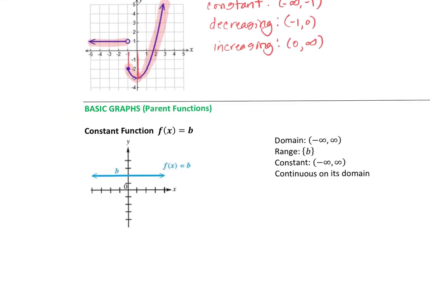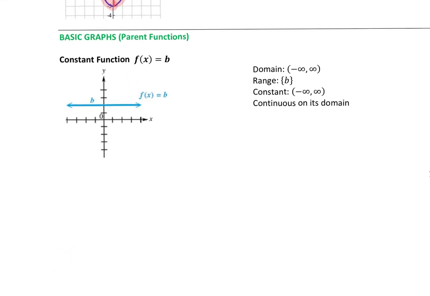So the next thing we want to talk about are some basic graphs that we should all be familiar with. The first graph we're going to look at is down below here. This would be our constant function. And the form of a constant function is f of x equal to some b, where b is just a real number. Now remember that you can always replace the f of x with y. So this would be a function of the form y equal to some b value.